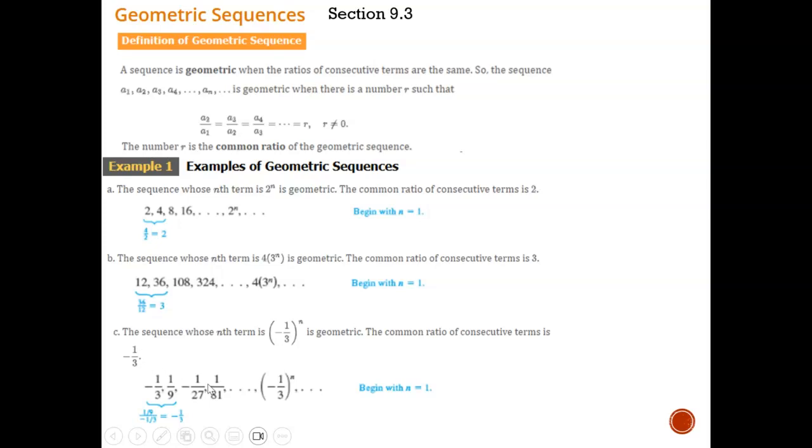And here, guys, if we divide 1 over 81 by negative 1 over 27, it's going to give us negative 1/3. And negative 1 over 27 divided by 1/9 is going to give us negative 1/3. And 1/9 divided by negative 1/3 is going to give us negative 1/3. So my ratio is negative 1/3.